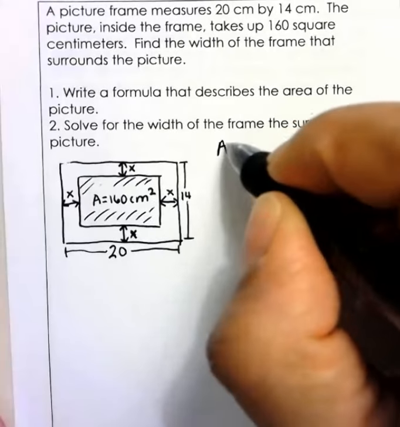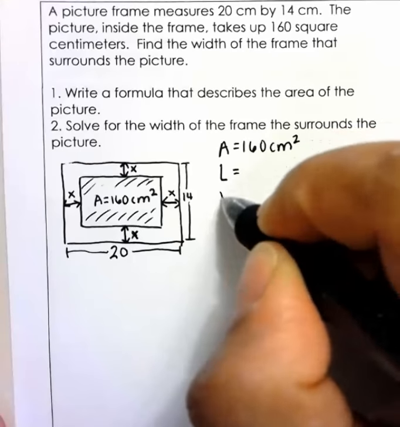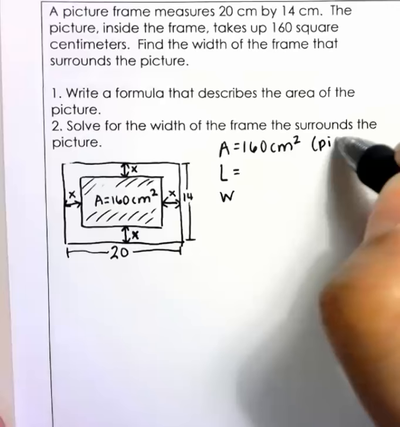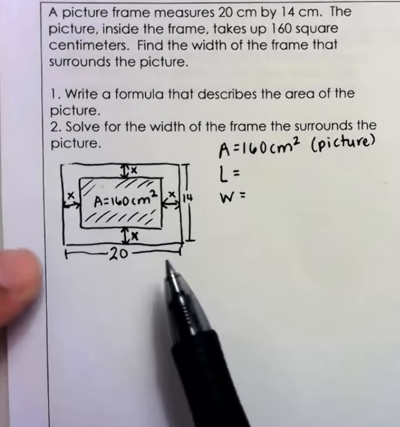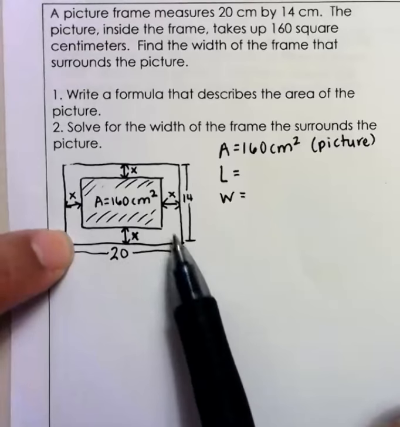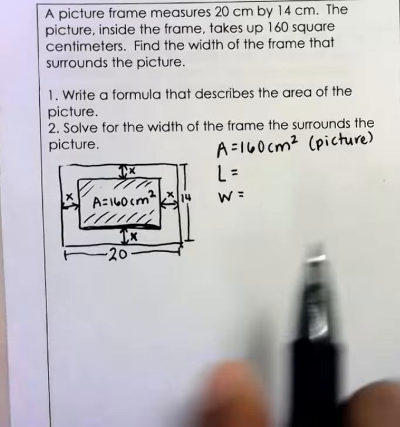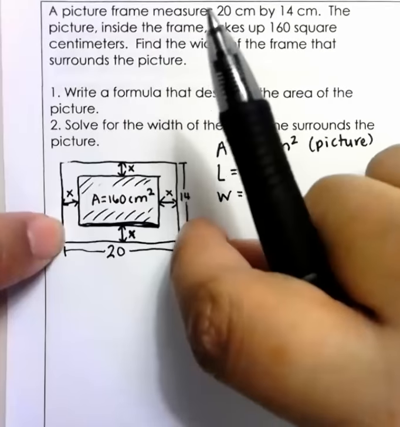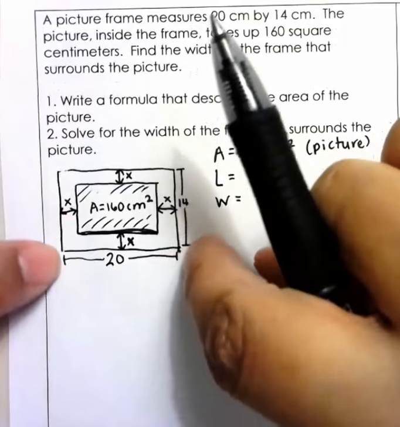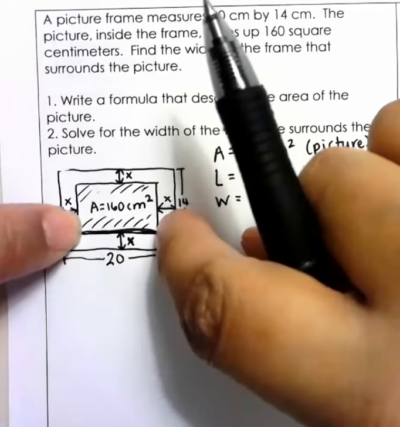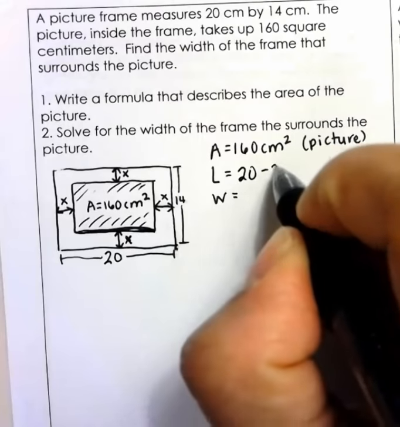So we know that the area is 160. We need the length of the picture, and we need the width of the picture. Now that was not given to us. They gave you the length of the frame. You need to find the length of the picture, which is this one right here. Well, how do you find it? Well, it's going to be 20 minus this X and minus this X, right? If we take away those X's from the 20, we're left with the length of just the picture. So the length is going to be 20 minus 2X.